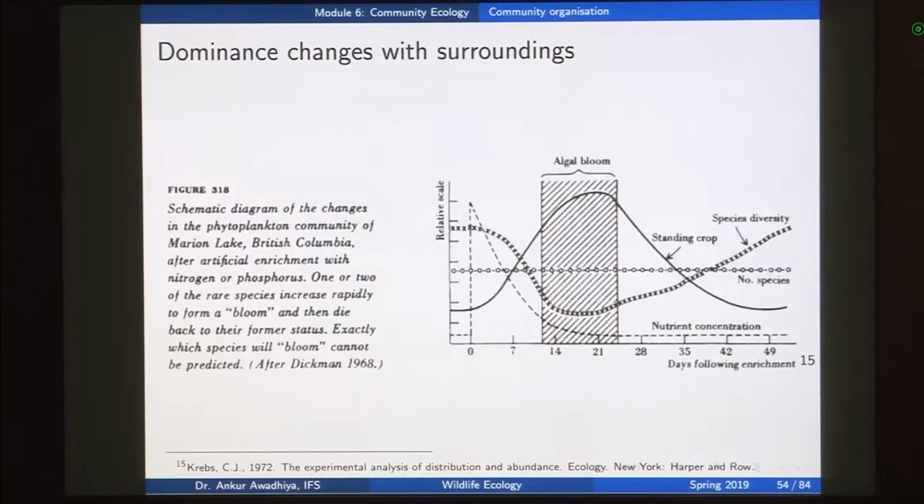And this dominance also changes with the surroundings, it also changes with the biotic and the abiotic conditions that are brought about in the community. Now, in this image we are looking at the changes in the phytoplankton community of a particular lake in British Columbia after artificial enrichment with nitrogen or phosphorus. One or two of the rare species increase rapidly to form a bloom and then die back to their former status. Exactly which species will bloom cannot be predicted.